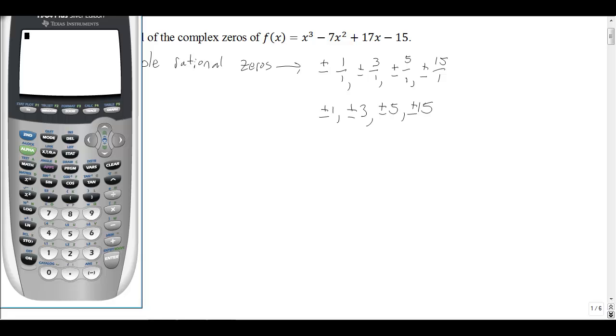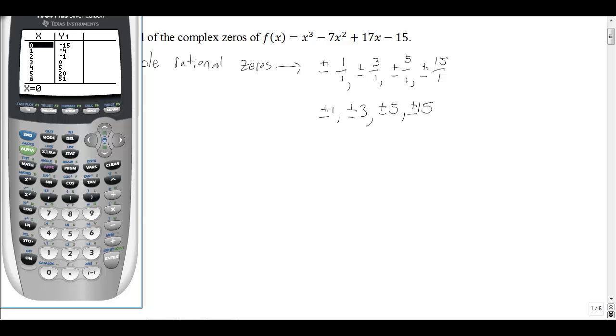Okay, so I'm going to open up my calculator and plug in these possible roots to see if they're actually zeros of this polynomial. Before I do that, I'm going to enter the polynomial in. I'm going to go to y equals and enter x to the third minus 7x squared plus 17x minus 15. Now I want to evaluate this polynomial at plus or minus 1, plus or minus 3, plus or minus 5, plus or minus 15. I could use the table to do that.